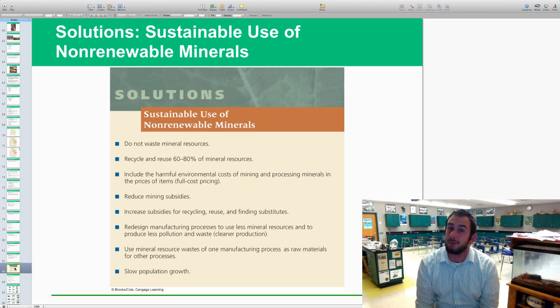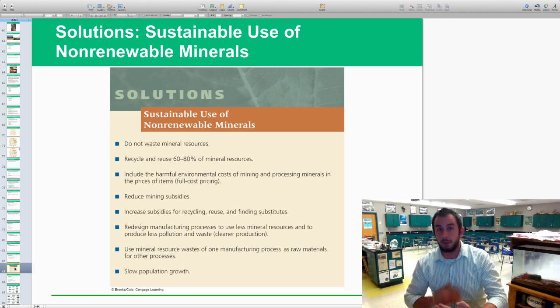Reduce mining subsidies. The government shouldn't be paying the companies to mine more if we're trying to lower the environmental price. Increase subsidies for recycling and reusing. Give that funding to the people who are finding ways to hurt the environment less, and use the materials you've already gathered in different ways, reusing or recycling them. Redesign the manufacturing process to use less minerals and waste less minerals in the production of the products. That's a huge one. That's what we call cleaner production.